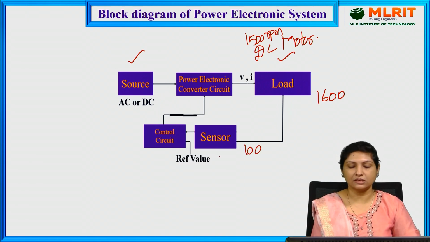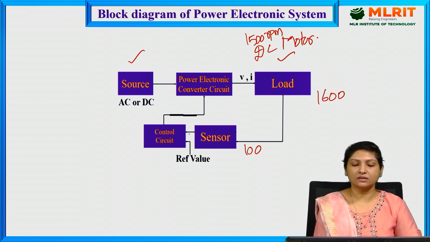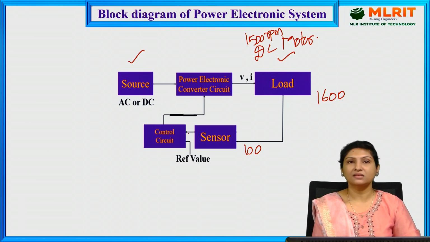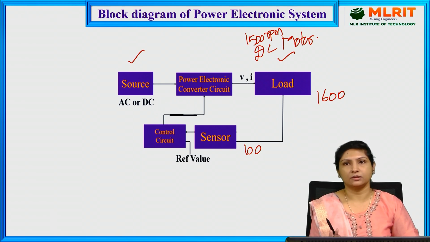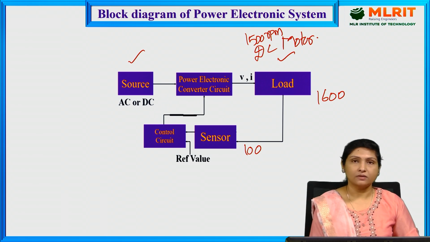So this sensor will sense the speed that it has exceeded, and then it gives the signal to the control circuit. This control circuit compares the speed with the reference value, that is the rated 1500 RPM. Based on this control signal, the converter circuit switches will be switched accordingly. That means by making use of the control circuit, we will be generating the firing angles.